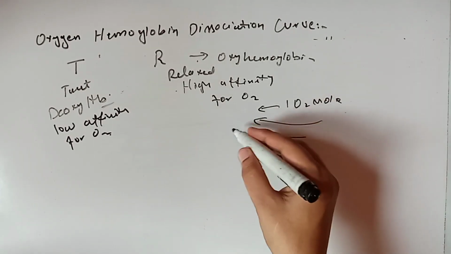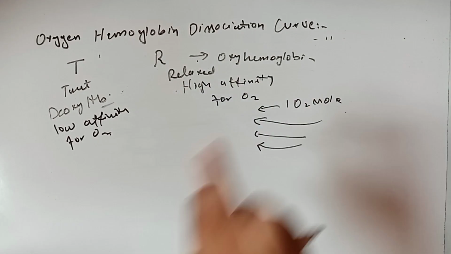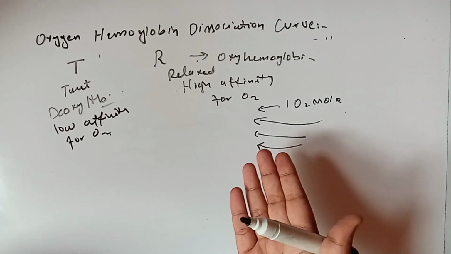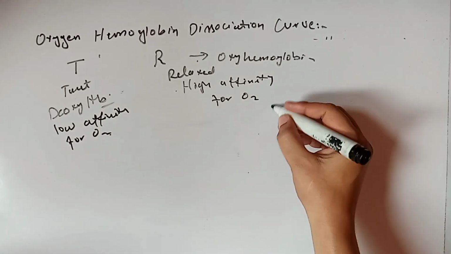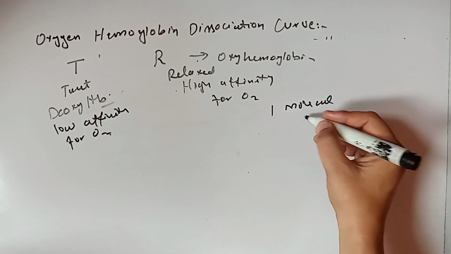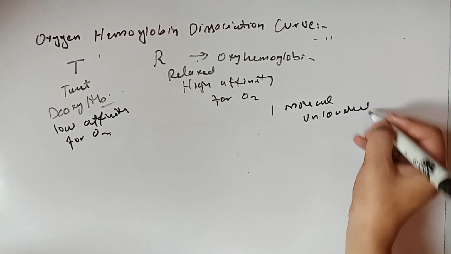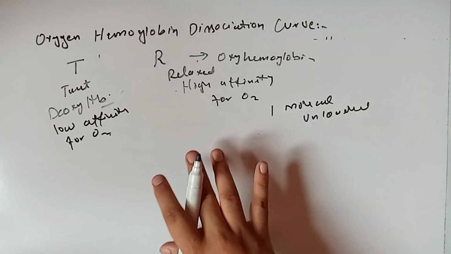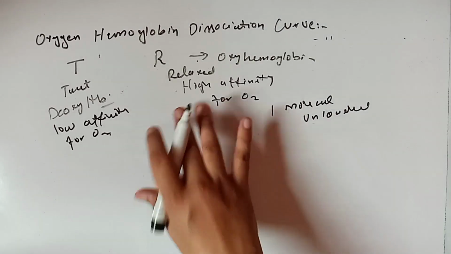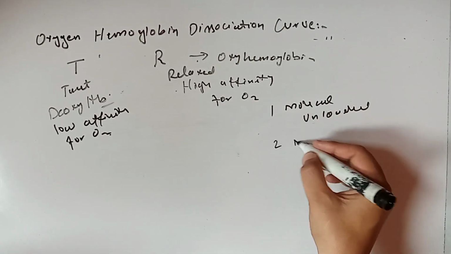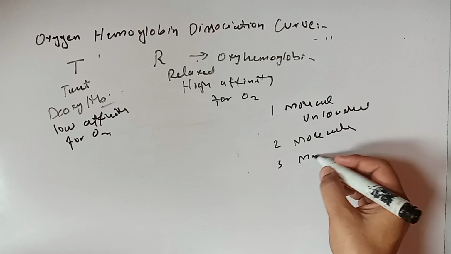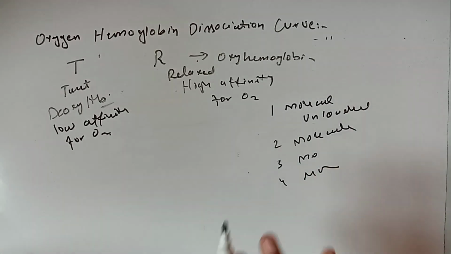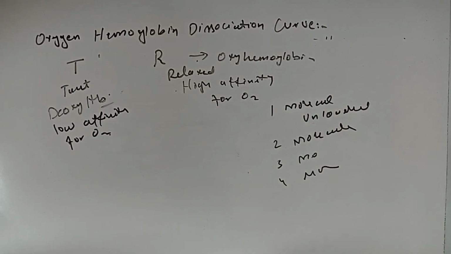So the affinity of hemoglobin for oxygen increases as more and more molecules bind with hemoglobin. However, when one molecule is unloaded from hemoglobin, then the ability of hemoglobin to bind oxygen decreases, or the affinity of hemoglobin decreases. Then there is easy release of the second molecule, and when the second molecule is released, affinity further decreases. So the third molecule is released more easily, and then the fourth molecule is released more easily, and so on. So as binding of oxygen with hemoglobin increases the affinity, the unbinding of oxygen from hemoglobin decreases the affinity.